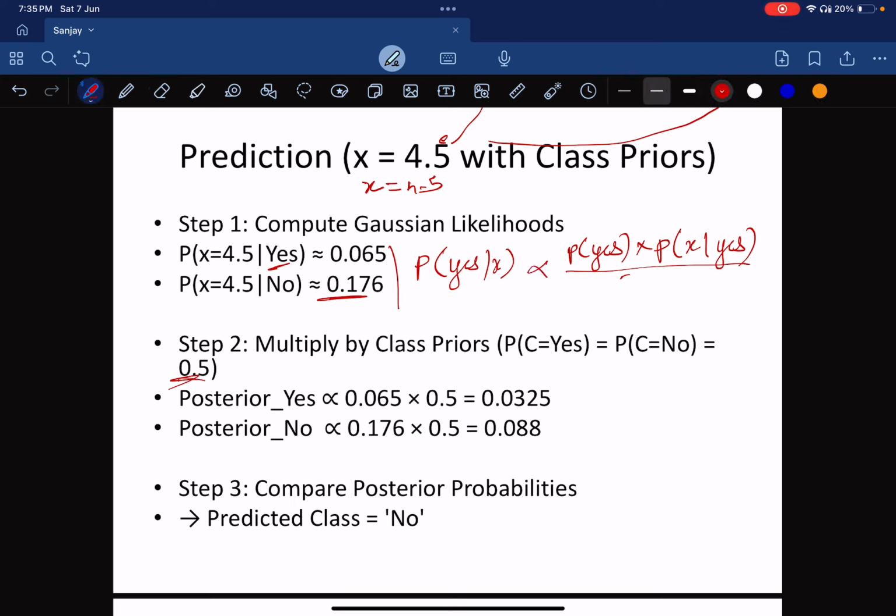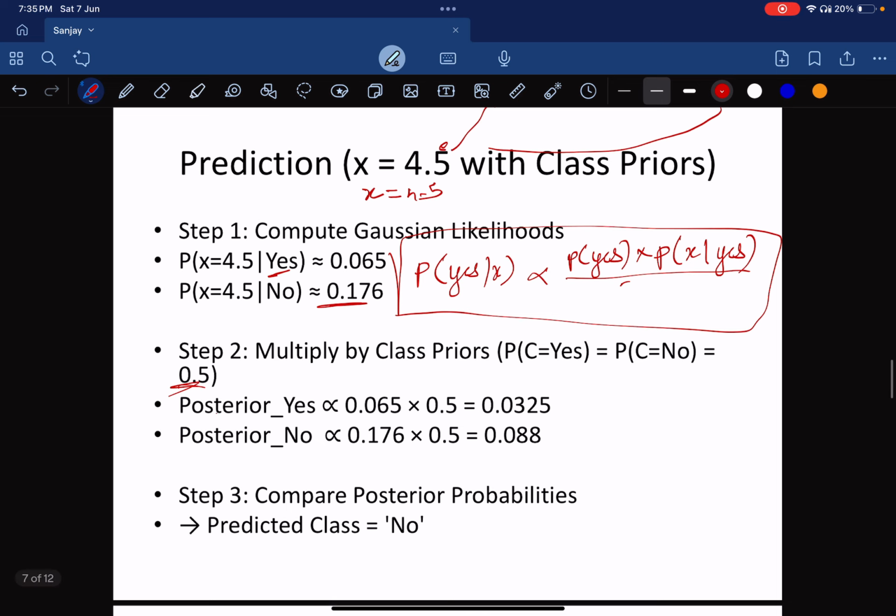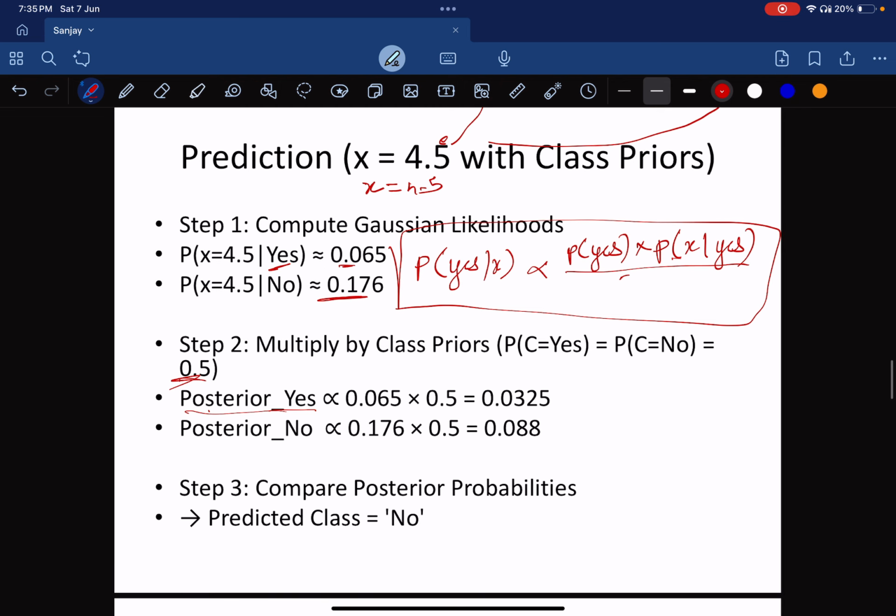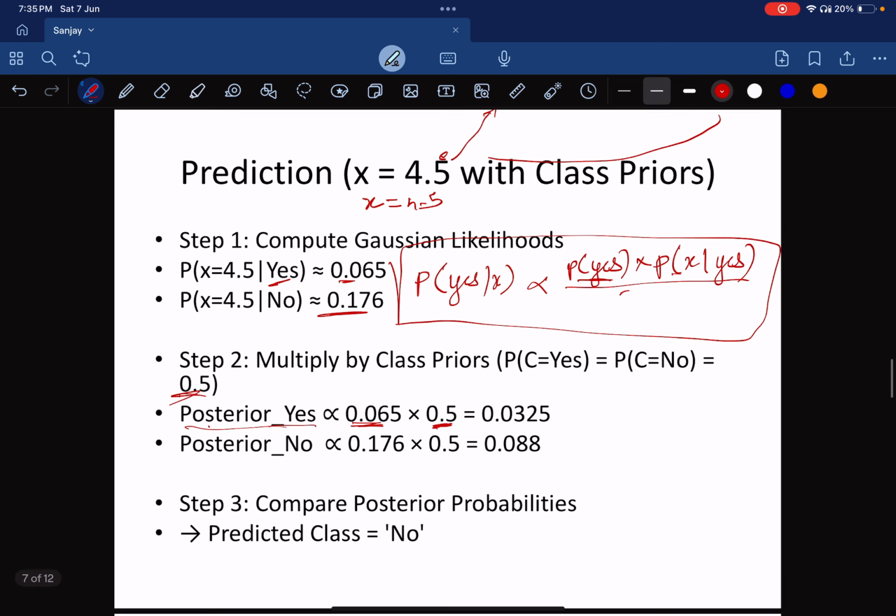This is what the formula looks like, and we substitute these values in here. For example, the probability of X given S is 0.65, that's what you put there, and the probability of S is 0.65. If you multiply them, this is the value.